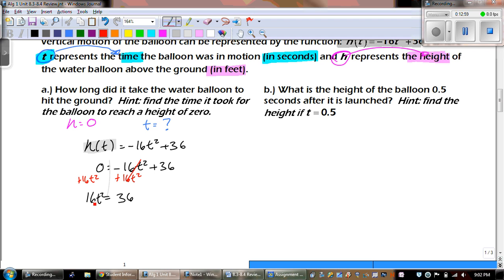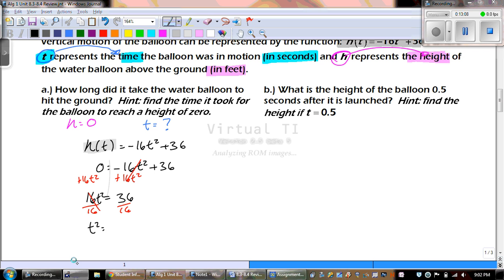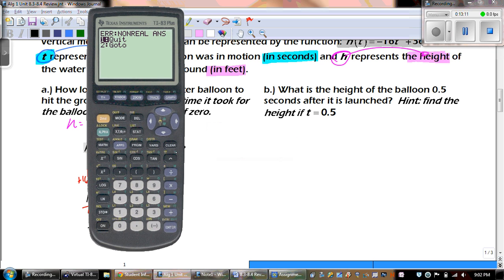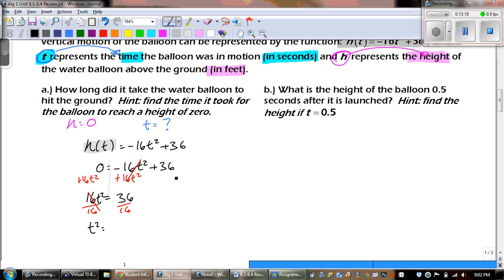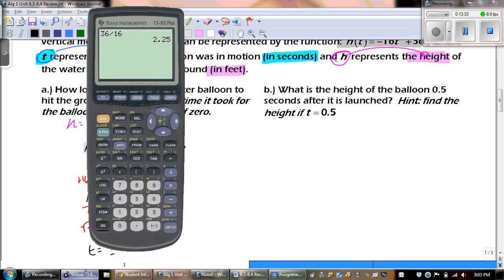Well, how would I solve this? First I would divide both sides by 16. And yeah, I know, this one doesn't come out pretty. So 36 divided by 16 is 2.25. And how do we get the t by itself? Because it's squared, to get rid of the square, we do the square root. So t equals plus or minus the square root of 2.25, which is 1.5.